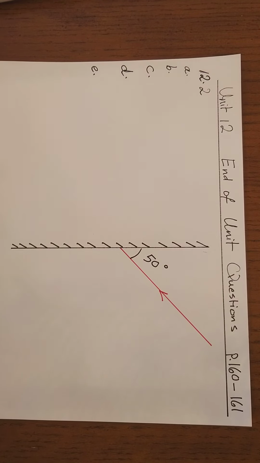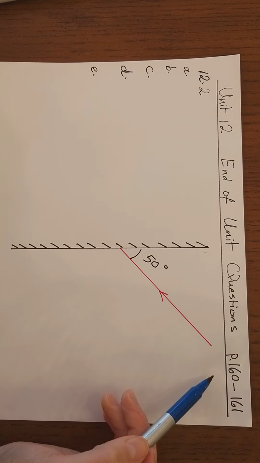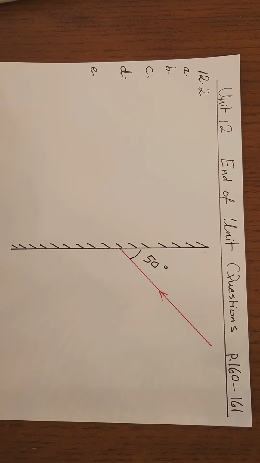We still have some questions remaining from the end of Unit Questions, pages 160, 161. You already have an assignment to answer questions 2, 3, and 4 in your copybooks. So now I want you to open your copybooks and follow along with me and see if you have done them right. We'll start with question 2.